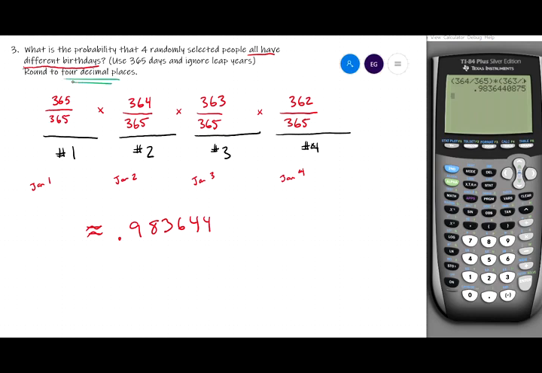The directions say round to 4 decimal places: 1, 2, 3, 4. So we're going to round here. The next digit after the 4th decimal place is a 4, so we don't have to round up. So our final answer should be a probability of 0.9836, or just over 98%.